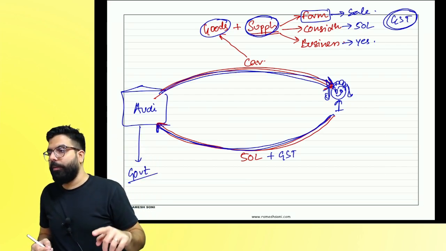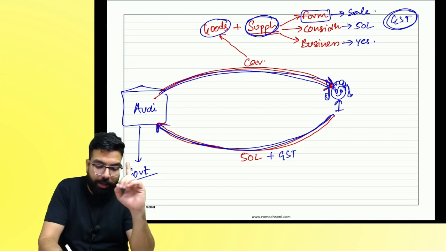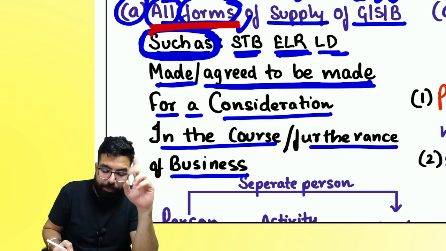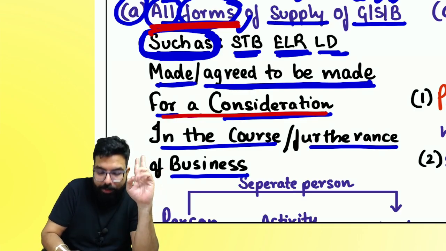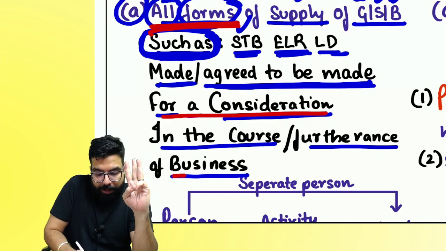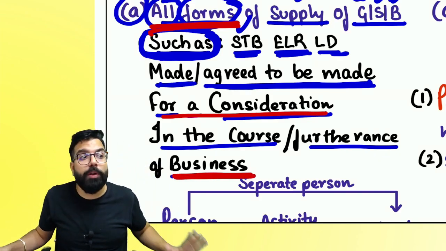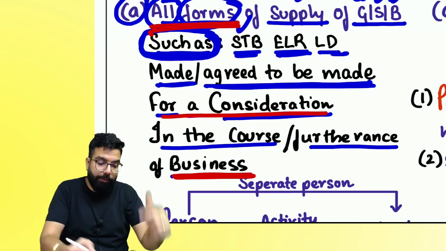Did you guys get this point? Is the first one clear to all of you? See, what is it telling? It should be a form. Number one, it should be a form. Number two, it should be made for a consideration. And number three, it should be in the course of your business. It should be your business. It should be your business. Are we clear? I'll give you one more example.